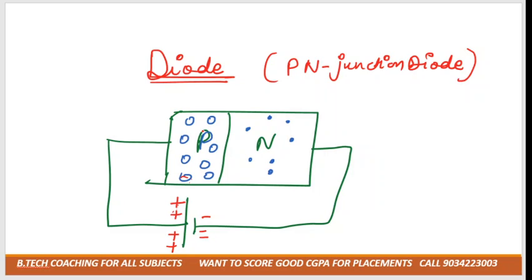Positive and positive attract each other or repel each other? They repel each other. So what happens is the holes will move there. And in this side also, negative and negative are there. Do negatives attract each other or repel each other? They repel each other, so they want to move here.